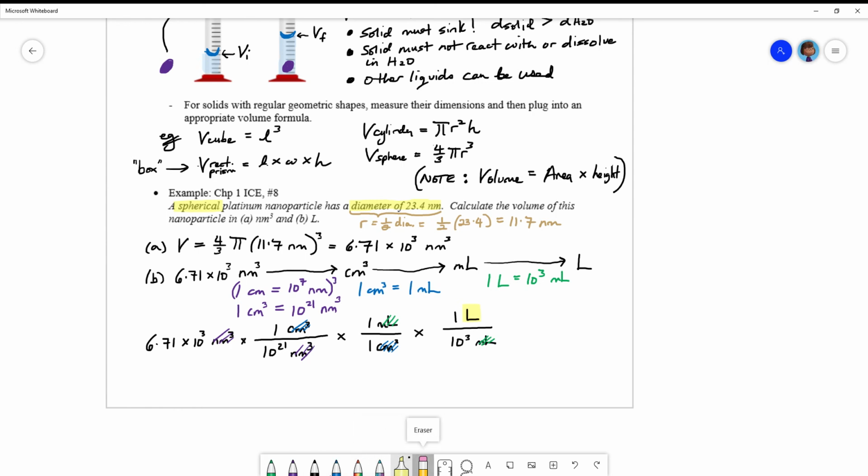Let's also notice that this 10 to the 3 in my original measurement is going to cancel with this 10 to the 3 down here. So goodbye 10 to the 3s. And so what do we get in the end? Well, in the end, we end up with 6.71 times 10 to the negative 21 liters as the volume of our nanoparticle in liters. And I'm just going to put little boxes around the two volumes that we calculated in this problem. There we go.